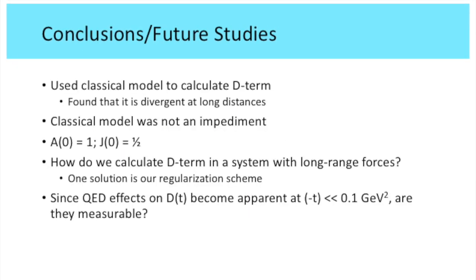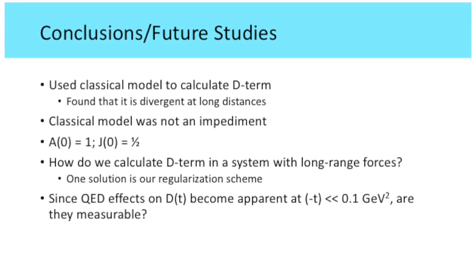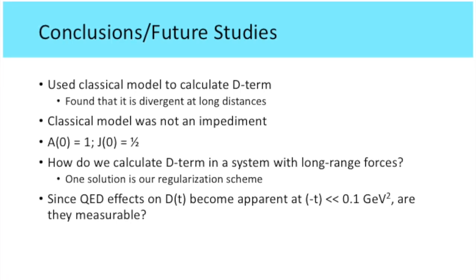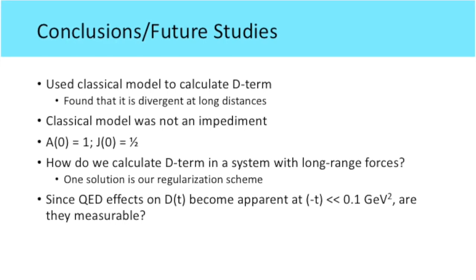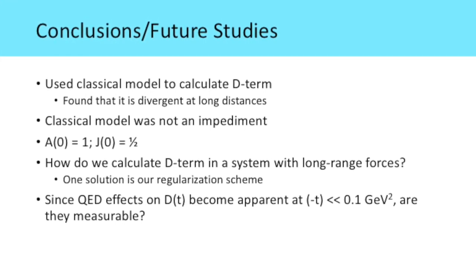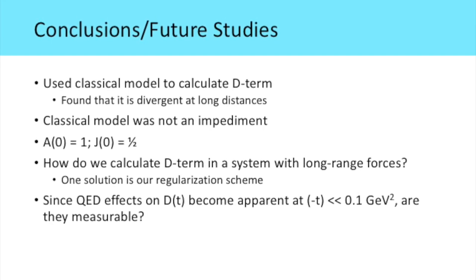In our paper, we used a classical model which includes long-range forces through the Coulomb contribution to calculate the D term. We found that the D term diverges, in direct contrast to the convergent results of previous studies. The classical model was not an impediment. It allowed us to investigate properties affected by long-range forces without worrying about technical difficulties in more complicated quantum systems.